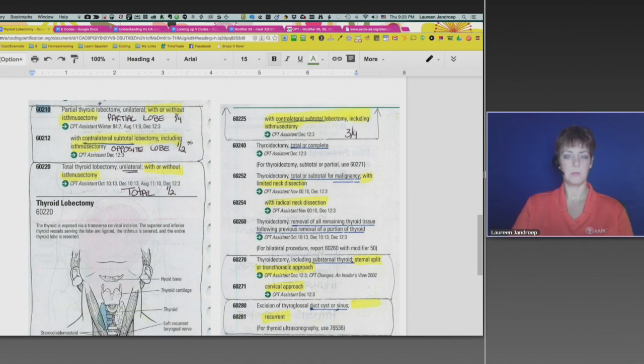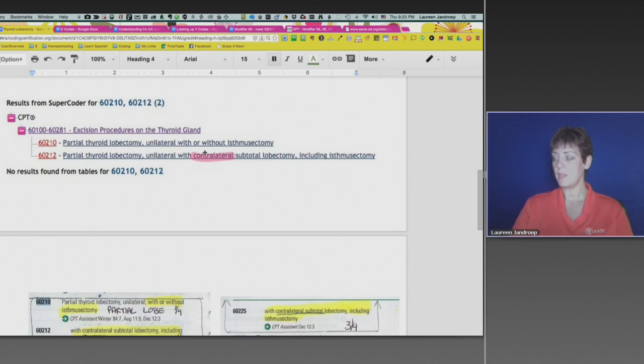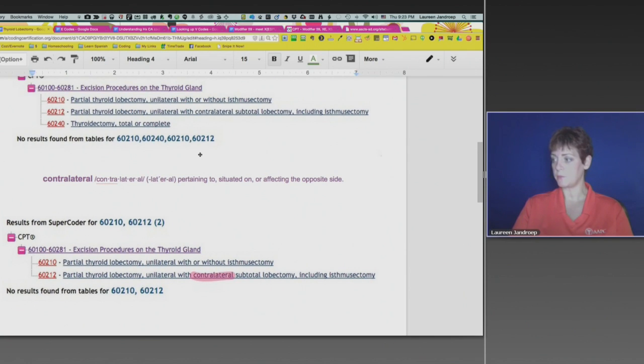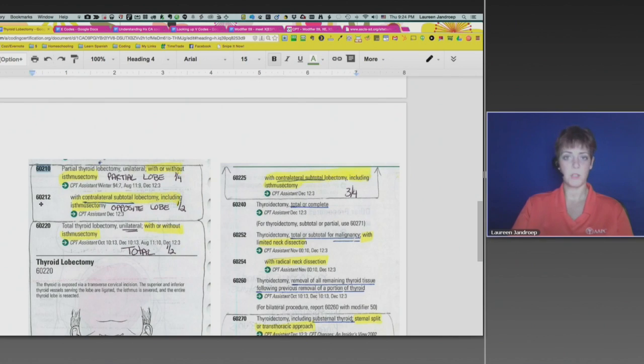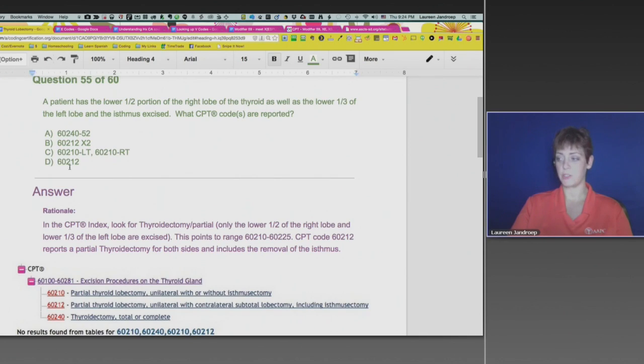So now with that little illustration, what do you think the answer is, right? And contralateral means opposite side. So don't we have a little bit on one side and a little bit on the other, right? So that's going to be your 60212. And the reason that's only 1 unit: 60212 says it includes this parent code here, the non-highlighted part, partial thyroid lobectomy unilateral, and then with contralateral on the other side. So you only need 1 unit. It tells that story of a little bit on one side and a little bit on the other. Okay? So those of you that picked D, good job.